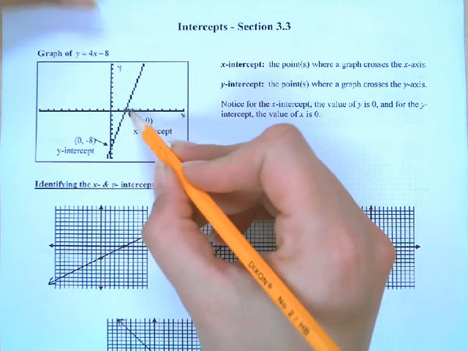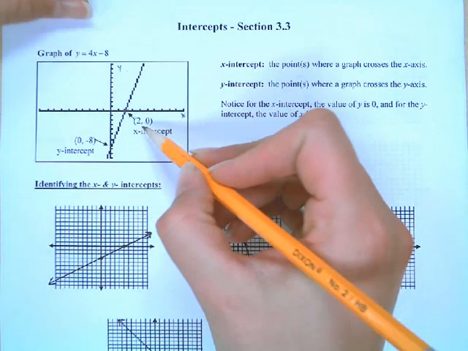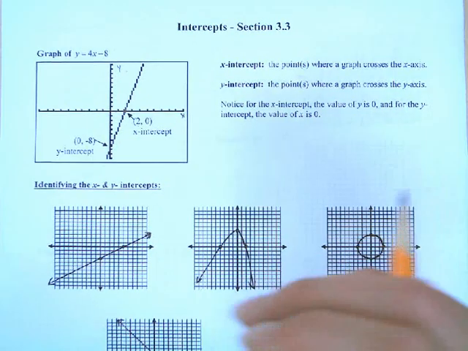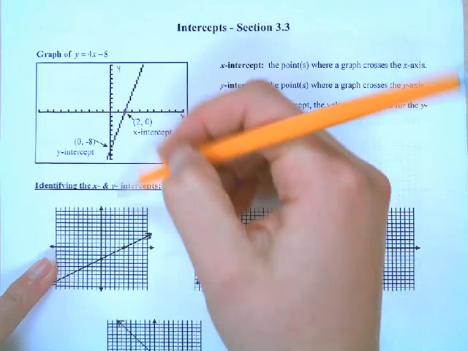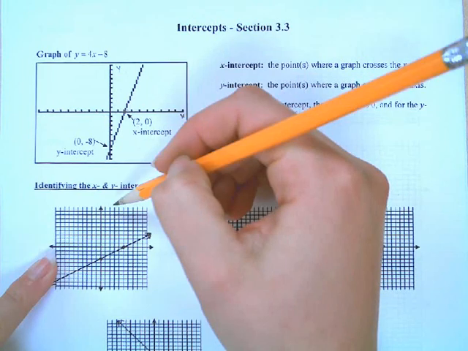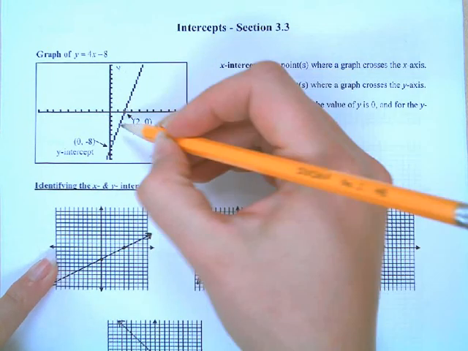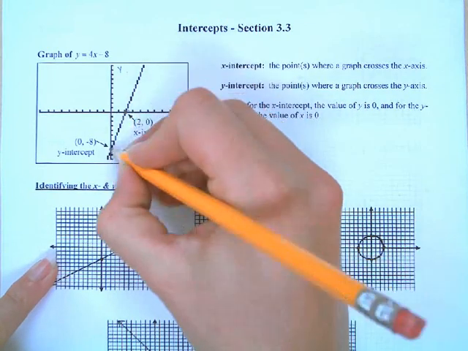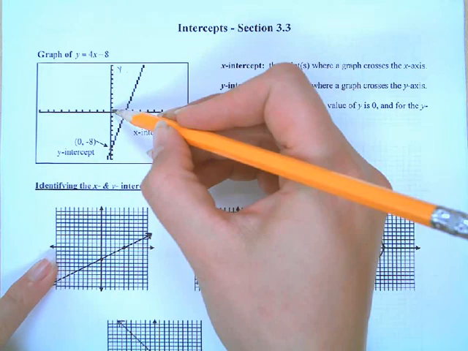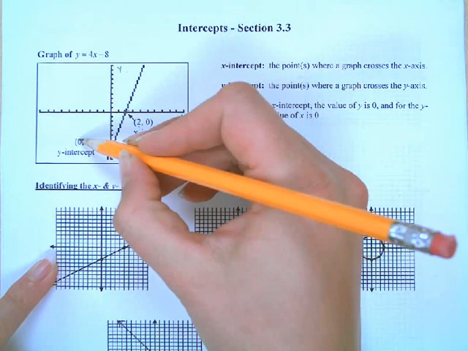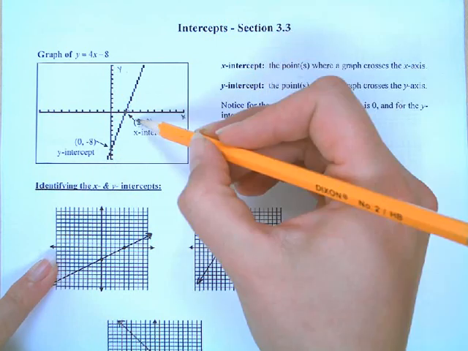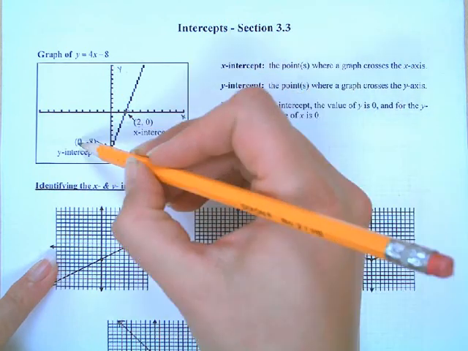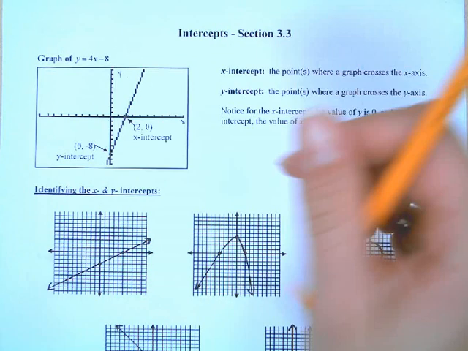The y-intercept is where the graph crosses the y-axis, which is the vertical axis. So you just trace your graph until you find where it crosses the y-axis. Here, y is negative 8. So x is 2 when y is 0, and when x is 0, y is negative 8. That's your x and y intercepts. Notice that for the x-intercept, the value of y is always 0, and for the y-intercept, the value of x is always 0. That's going to come into play when we start looking for our intercepts in a little bit.